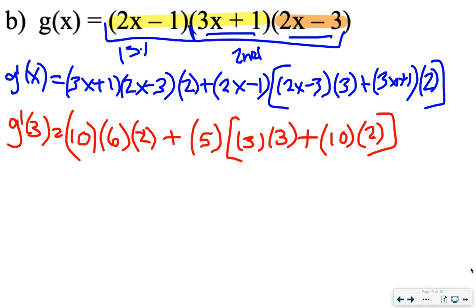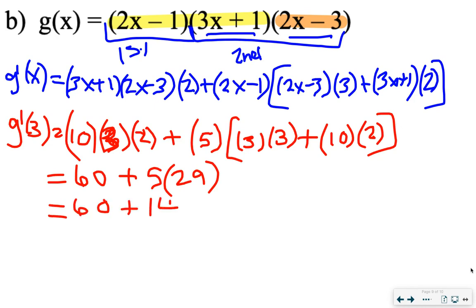So now we can just evaluate this. So what do we get? Oops, no, there should be a 3. So I get 60 plus 5 times 29. So 60 plus 145 and 205 is my answer. So my slope of my function at x equals 3 is 205. It's a really steep slope.